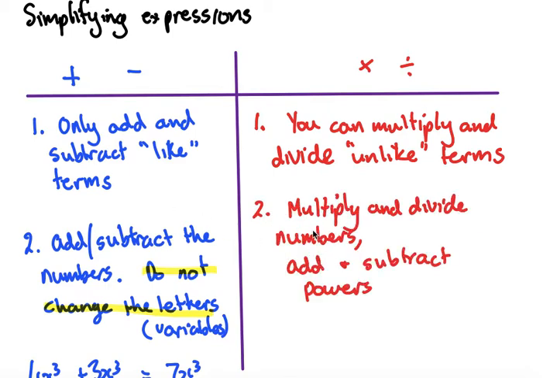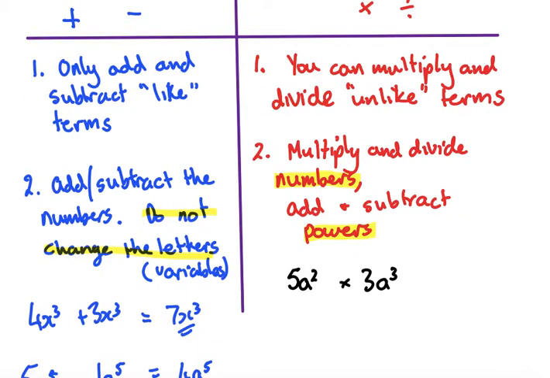This next rule is really important. You multiply and divide the numbers, but you add and subtract the powers. So you're doing two different things because here the powers change. So I'm going to give a few examples to show you this. For this first one, 5 times 3 is 15. We've multiplied our numbers, we add our powers. 2 plus 3 is 5, so it's 15a to the power of 5.